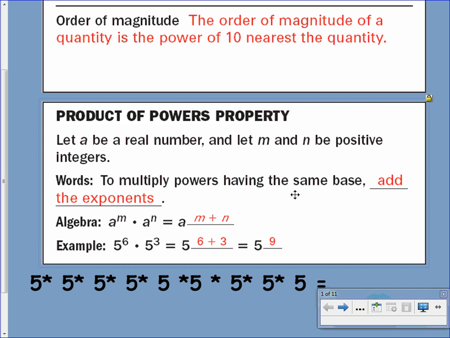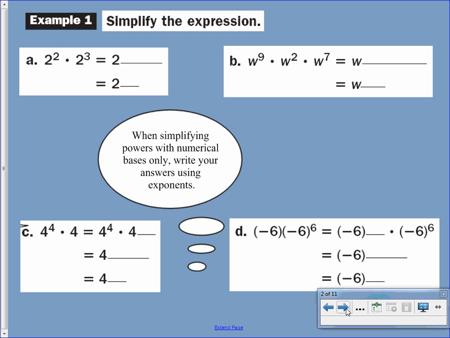Now the key to this is that they have to have the same base. You gotta have the same base. If I take 5 to the 6th power and multiply it by 3, that's not the same base. So take a look at these. 2 to the 2nd power times 2 to the 3rd power literally means 2 to the 2 plus 3 power. Your answer should be 2 to the 5th power. And make sure your exponents look like little bitty exponents, but you get the hint, right?